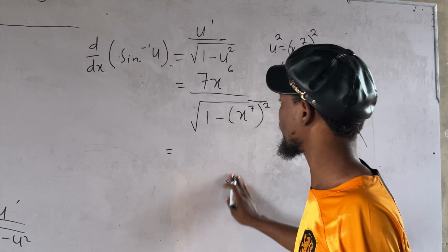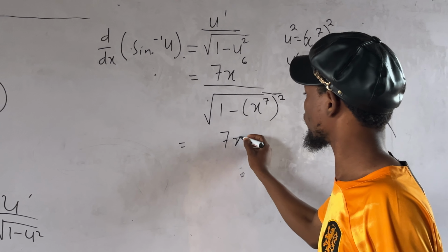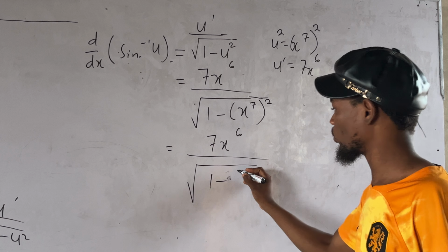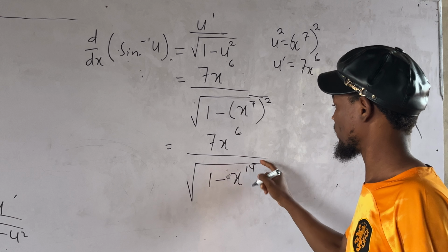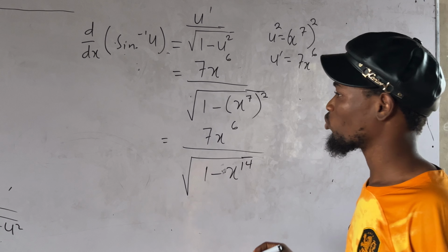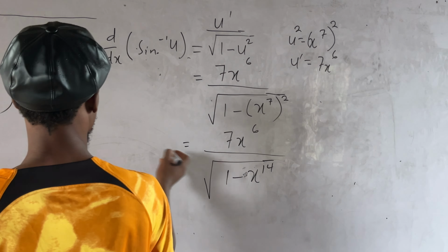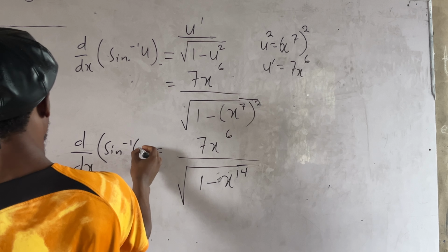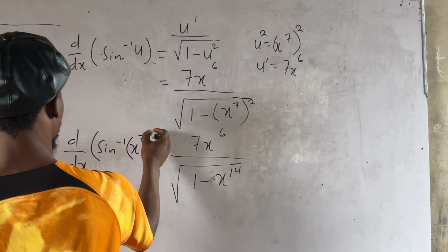Therefore, finally, we are getting 7x to the power 6 all over the square root of the expression 1 minus x to the power 14, because using the law of indices, this exponent multiplies this exponent, so 7 by 2 gives 14. As simple as that. Viewers, this is the solution to the question d/dx of sine inverse of x to the power 7.